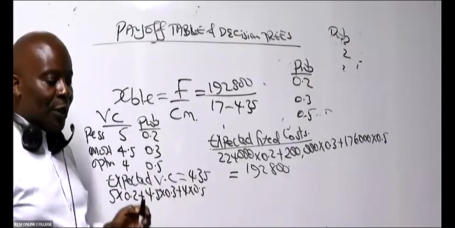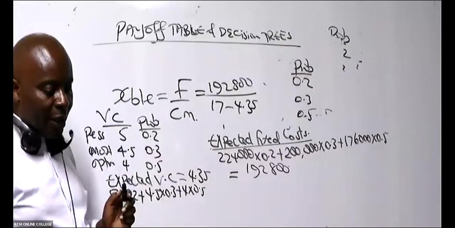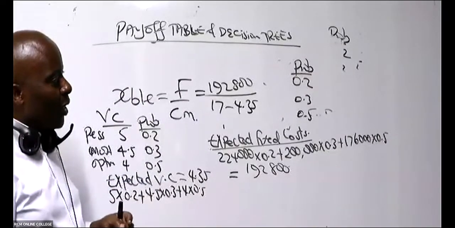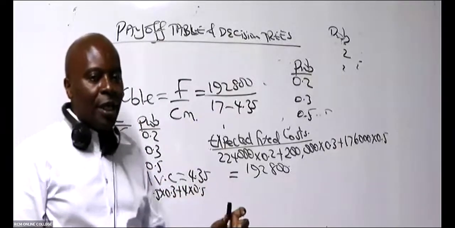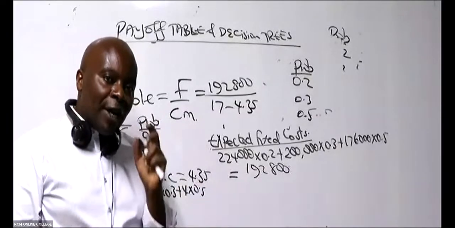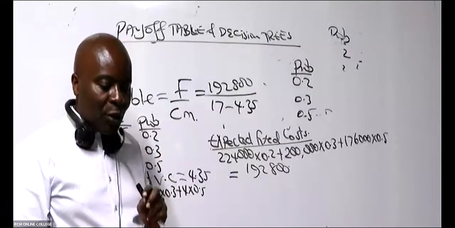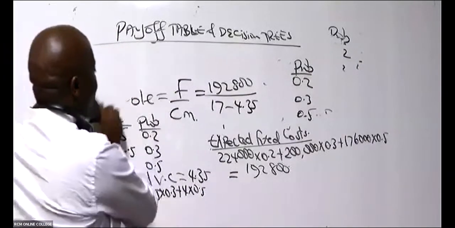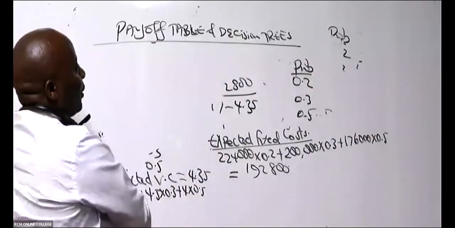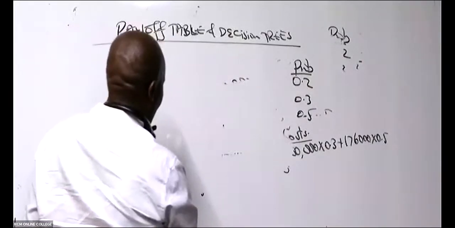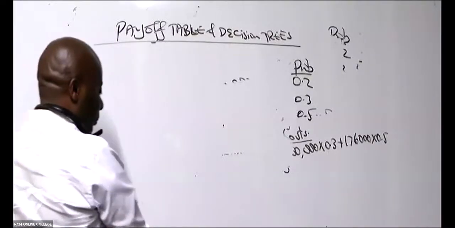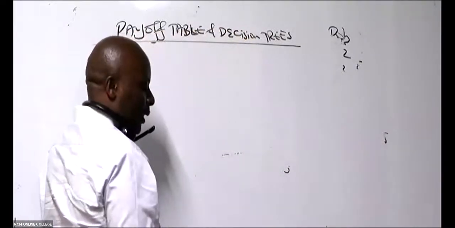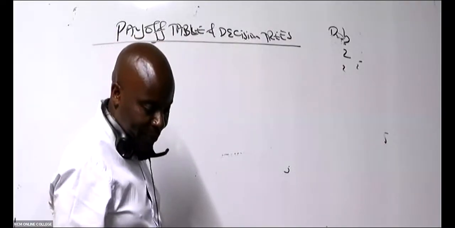So the examiner there was a little bit tricky, but that's okay. We had to average the fixed cost and we had to average the variable cost. That's the only difference there. Now, please mention there for us, payoff table and decision trees.